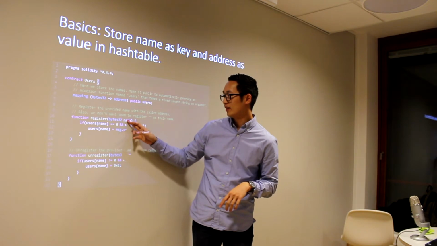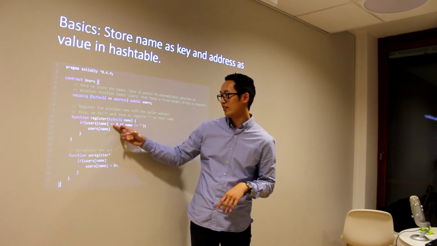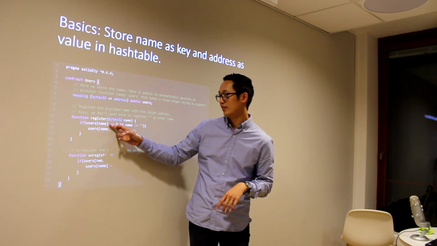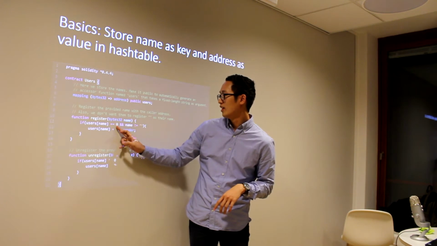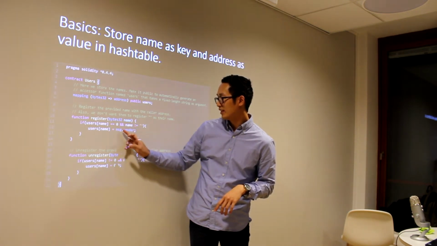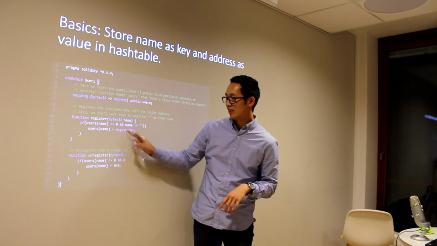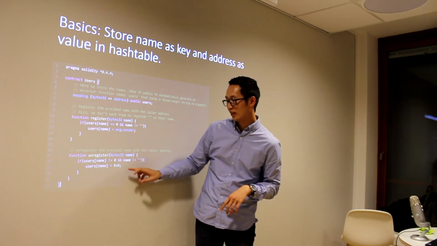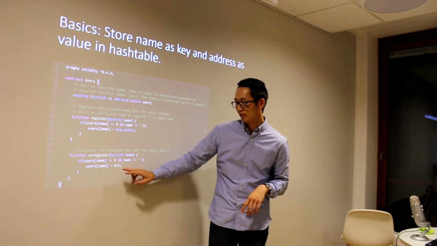users: someone writes a string, and then it checks that the entry in the hash table users is empty. And then if it's empty, it will put the address inside the hash table. And the unregister will just empty the entry in the hash table.